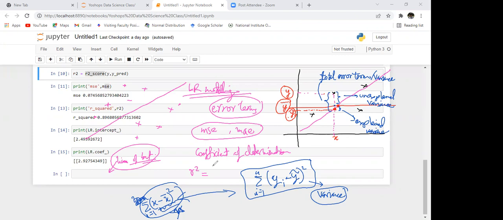Your R square is actually the ratio of explained variance over the total variance. Now, these terms might confuse you, but you can observe it.